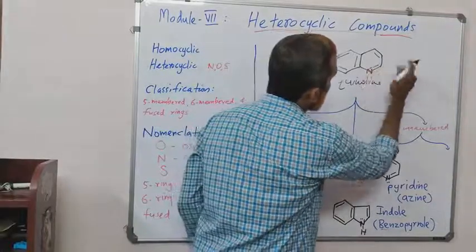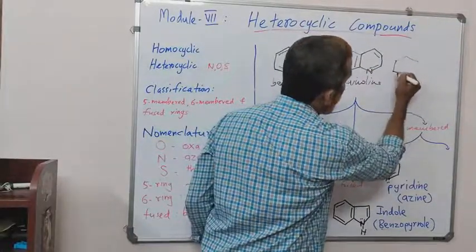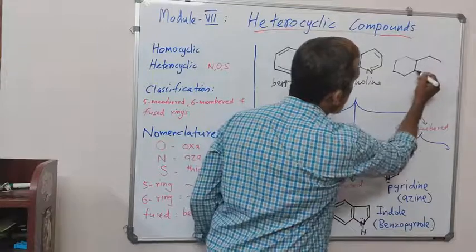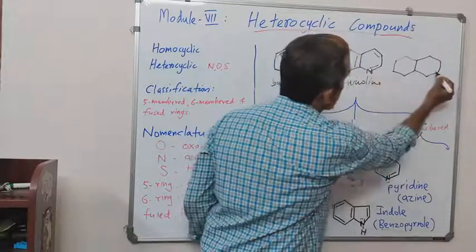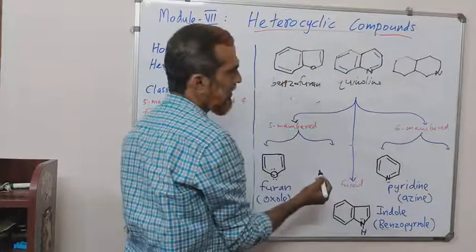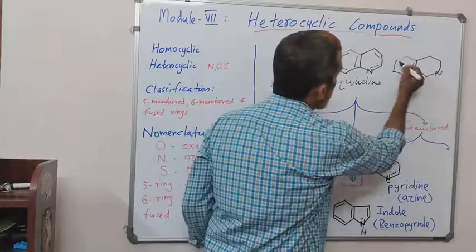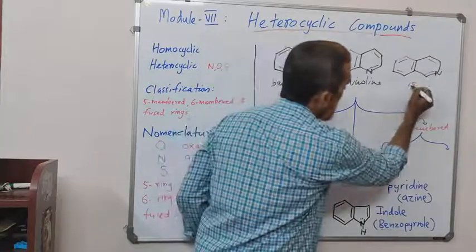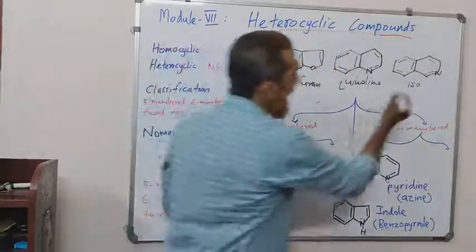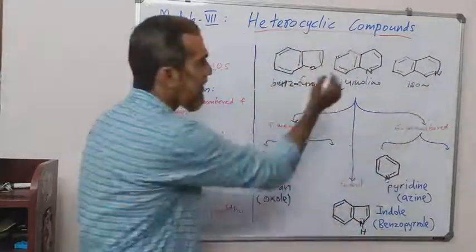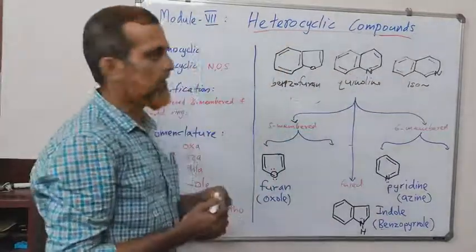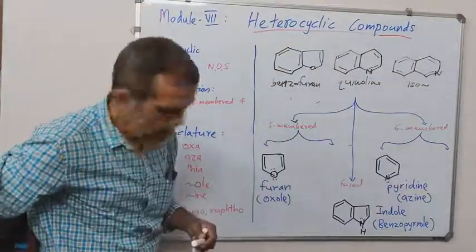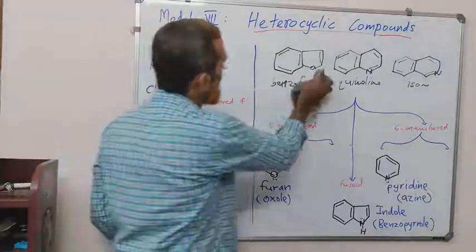This has a position isomer. Changing nitrogen to this position, you get a position isomer for quinoline. You know what it is called? Nitrogen is placed at this position. Okay, so what is the name of this one? Just we prefix iso. So it is isoquinoline. So quinoline and isoquinoline.